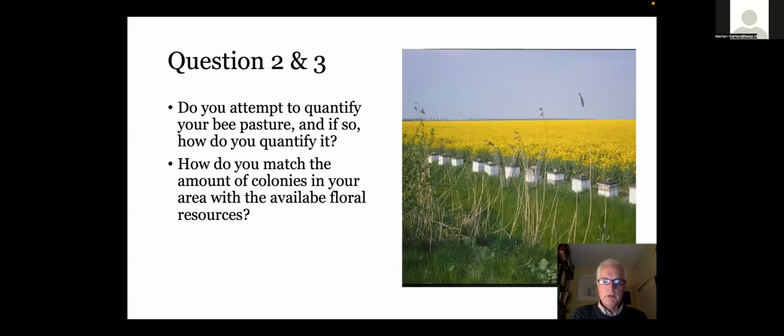Finally, I will end this contribution with 2 more questions for you. Do you attempt to quantify your bee pasture? And if so, how do you quantify it? And second, how do you match the amount of colonies in your area with the available floral resources?